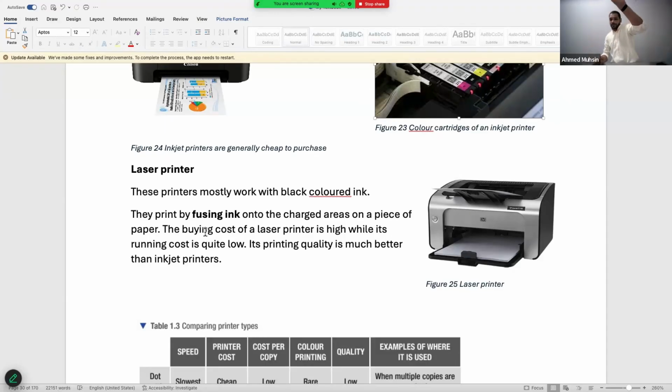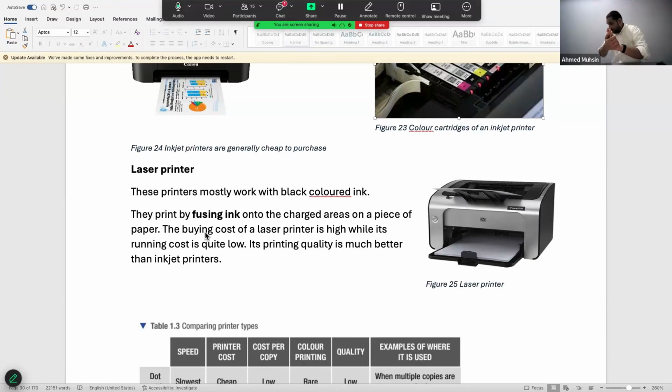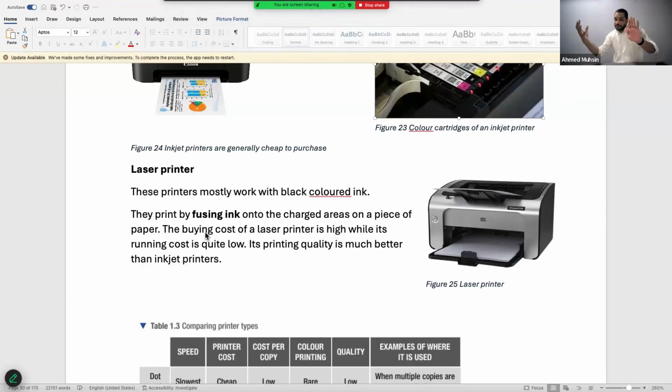So say, for example, this is your A4 paper. And say, for example, you want the letter A printed on it. When you send the printout, guys, the area that is supposed to be printed will get electrically charged. Everybody okay with this? The area that is going to get printed gets electrically charged. Then inside the printer, what happens?